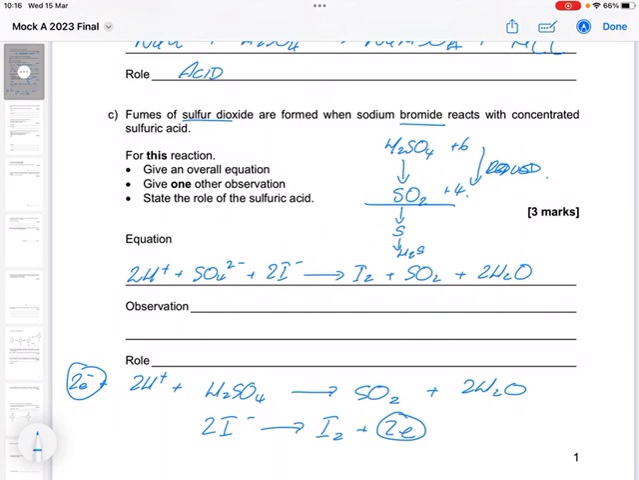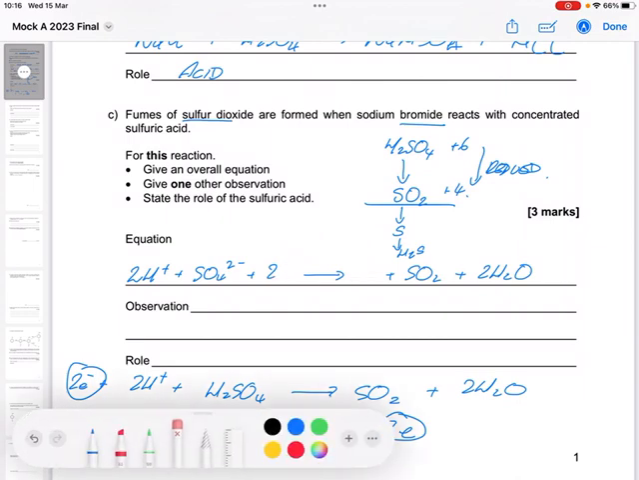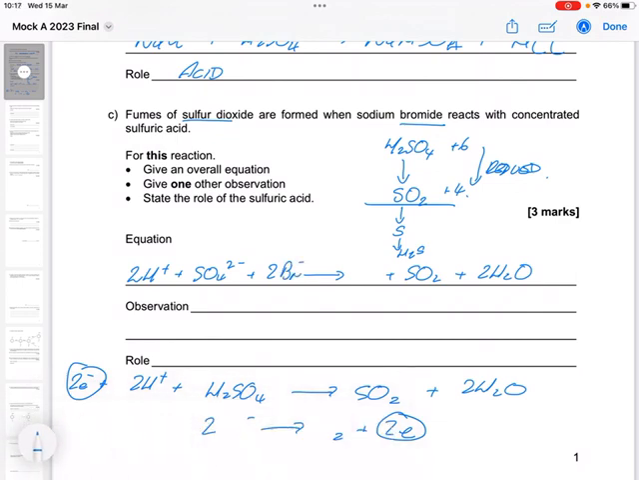So observations here. Sorry, this is bromide, isn't it? Dear me. Same reaction, but just with bromide and bromine instead. Okay, so the observations then. The obvious one here is the bromine, which means I'm going to have a brown or orange gas.